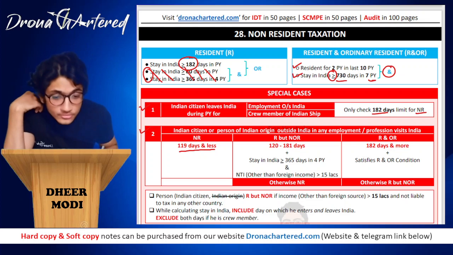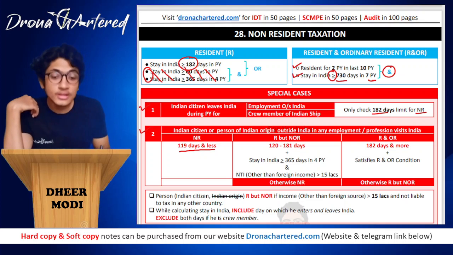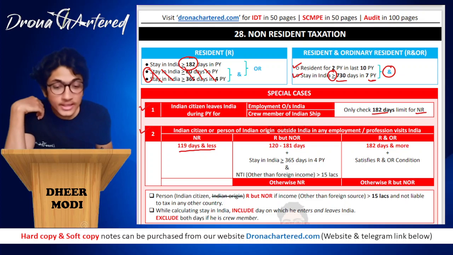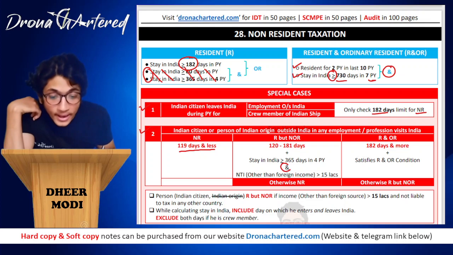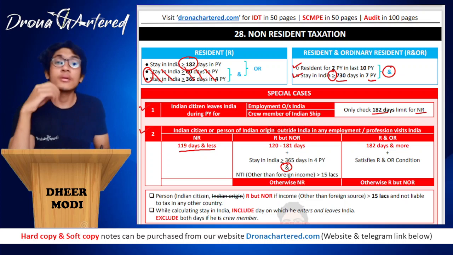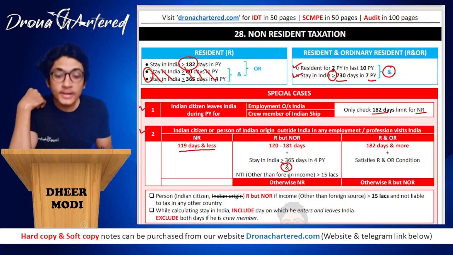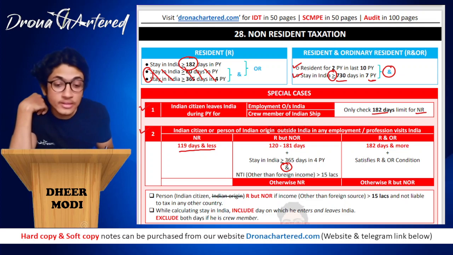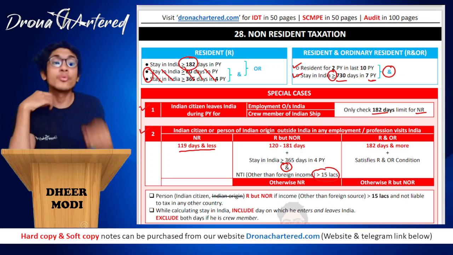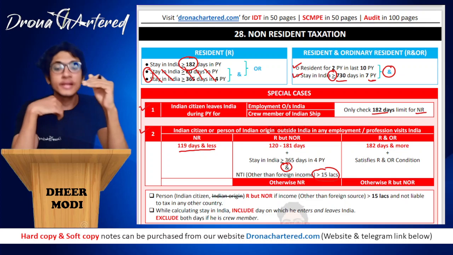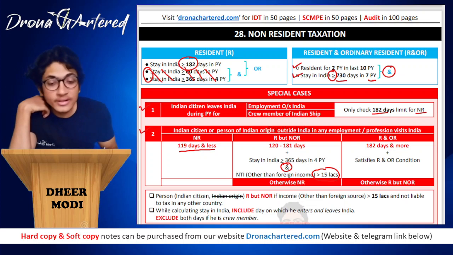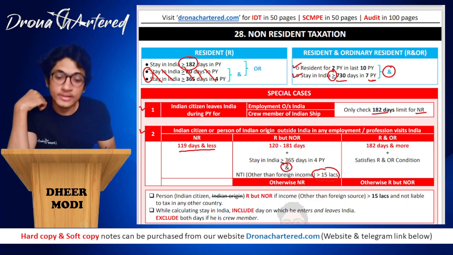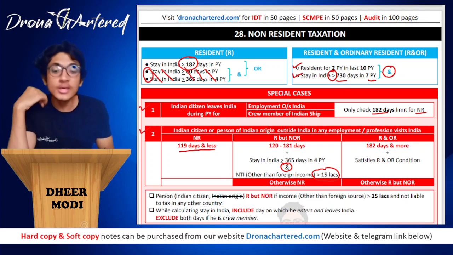But if stay in India is greater than 365 days in the 4 previous years, and your NTI, that is your income but excluding your foreign income, exceeds 15 lakhs, that means if both of these conditions are satisfied and his stay in India is in the range between 120 to 181 days, only and only in such a case he will be treated as a resident but not ordinary resident. Therefore R but NOR.